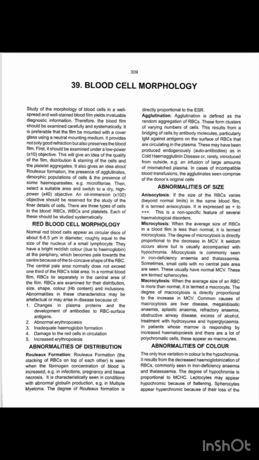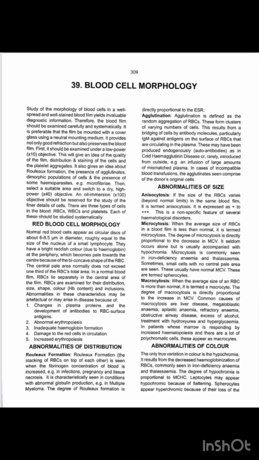First, it should be examined under the low power lens, that is 10x objective, and this will give the idea of the quality of the film, like distribution and staining of the cells and the platelet aggregates. It also gives an idea about the rouleau formation and the presence of agglutination, dimorphic population, and the presence of some hemoparasites, for example, microfilaria. Then we switch to a dry high power 40x objective, and then the oil immersion 100x objective should be reserved for the study of the finer details of the cells.